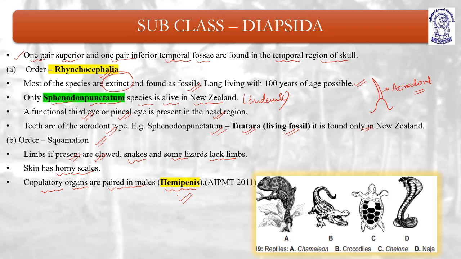Tuatara is also known as Sphenodon, hence the name Sphenodon punctatum. It is a carnivore and nocturnal organism, and it is lizard-like. They have a rudimentary pineal eye, or third eye, as already explained, and they are mainly found in New Zealand.